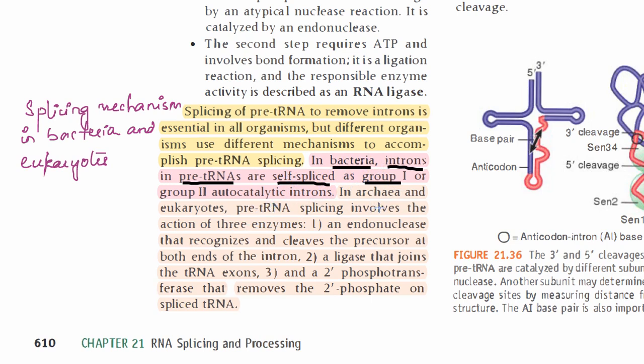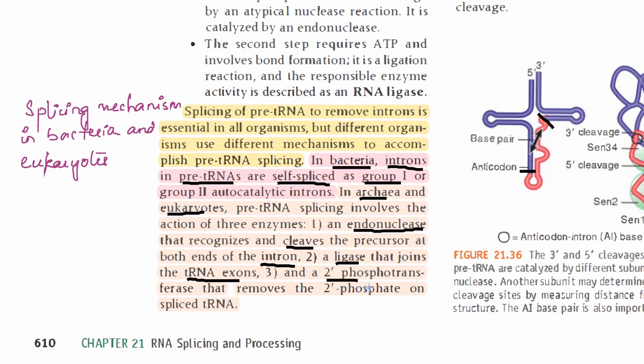But in archaea and eukaryotes, there are several steps involved. So what are the steps? The first is an endonuclease that will recognize and cleave at both ends of the intron, here and here, as I have marked. Then there will be a ligase which will join the tRNA exons. The purple colored one is the exon, the red color is the intron. Both exons will be joined.